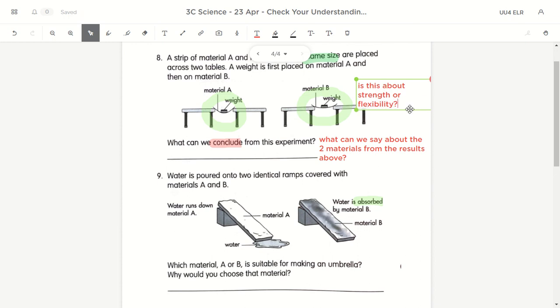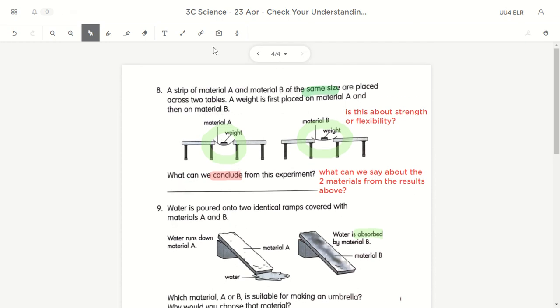Okay, so you need to ask yourself this question: is this experiment about strength or flexibility? What is strength? Strength is whether it tears easily or not. If it doesn't tear easily, it is strong. If it does, it is weak. Just to recap, strength is asking whether it tears easily. If it tears easily, it is weak. If it doesn't tear easily, it is strong.